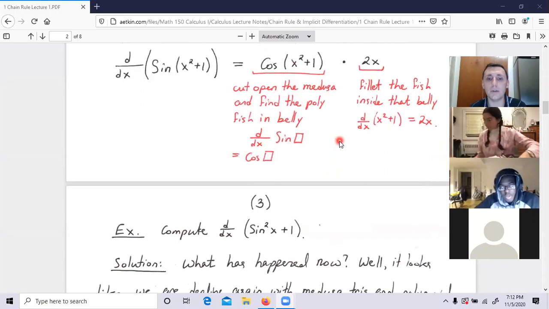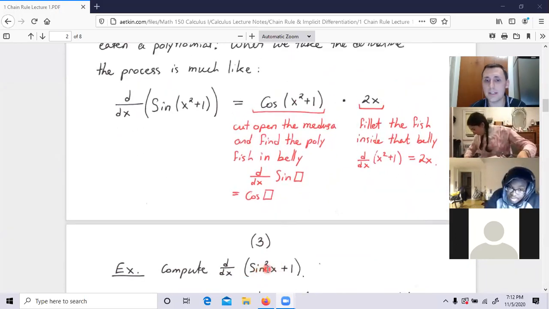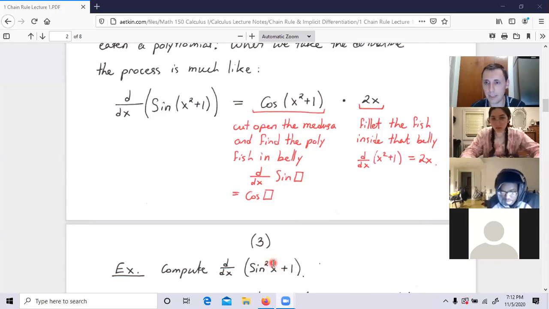So let's do another one, guys. What happened here? So it's sine squared of x plus 1. What happened in this situation? Please write in the comments and then solve it. Sine squared of x plus 1. What happened here?